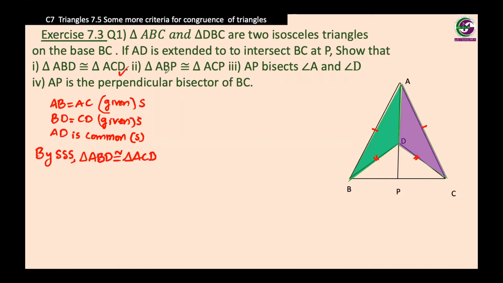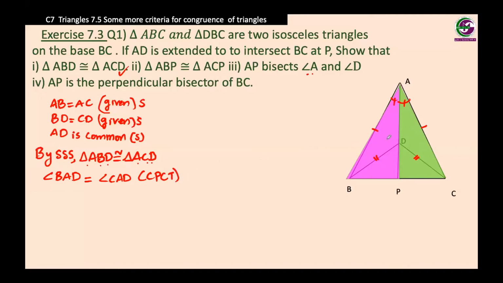In the second part, we have to show ABP is equal to ACP. To show these two triangles are congruent, we have to take a condition from the first triangle. From the first congruence, we see that angle BAD is equal to angle CAD, corresponding parts. So we can see it from here. BAD equal to CAD. These two angles are equal, which also means that the line AP bisects angle A. That's the next part. So this is by CPCT. Corresponding parts of congruent triangles are equal.